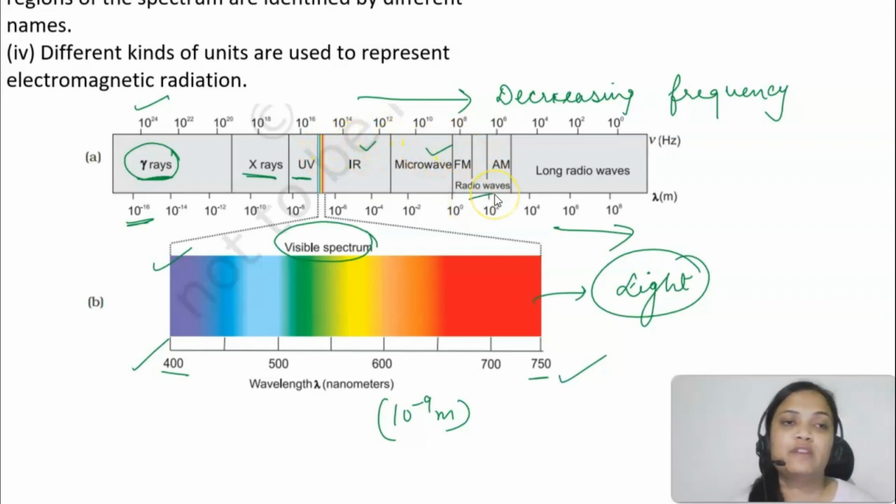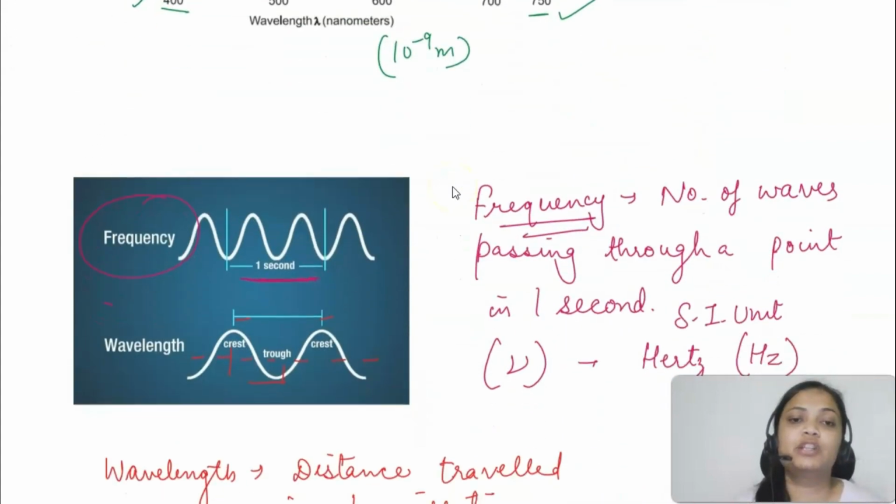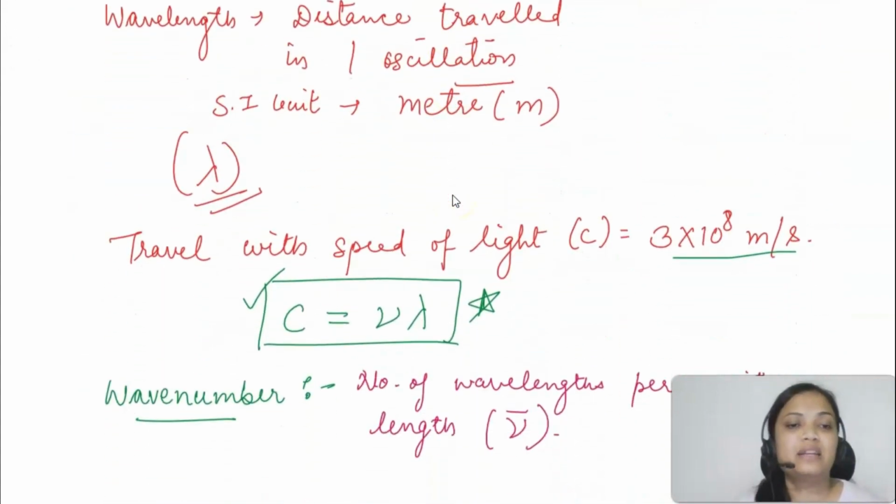Then we have radio waves that are used in radio signals, and then long radio waves. So this is your electromagnetic spectrum, in which there are radiations of different frequency and wavelength. Okay, class, that was a quick idea about the wave nature of electromagnetic radiation. Now we will be seeing the particle nature of electromagnetic radiation.